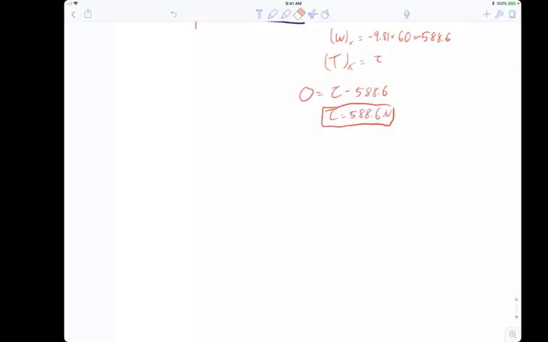So the next question is 46. 46 reads, a 50-kilogram box hangs from a rope. What's the tension in the rope if the box moves up at 5 meters per second, or if the box has a velocity of 5 meters per second and is slowing down at a given acceleration?